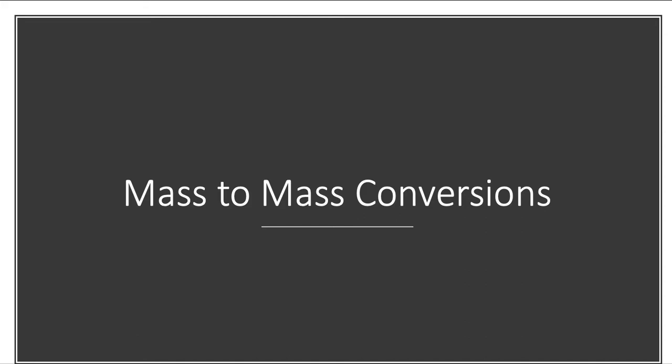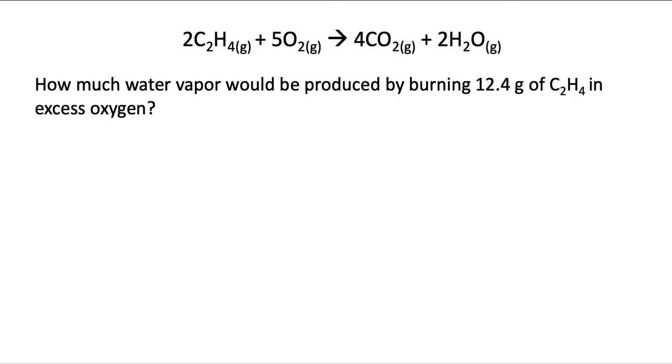All right, now what happens if instead of having moles, I'm not given moles anymore, but I'm given a mass in grams? I have an extra step that I need to add. Here's an example. This should look familiar. So this is my balanced equation from a few slides before. How much water vapor would be produced by burning 12.4 grams of ethane in excess oxygen?